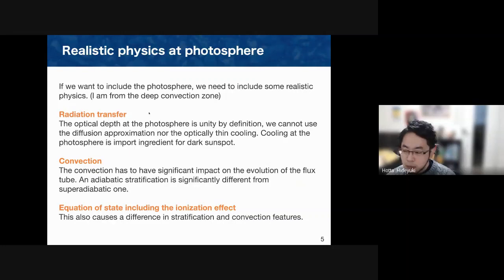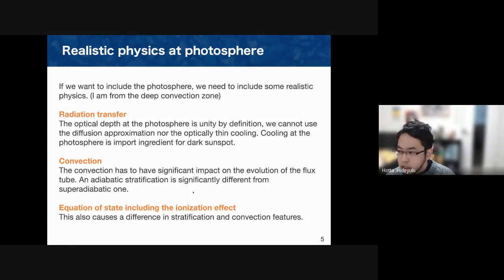So when you prepare the adiabatic stratification, this is significantly different from the super-adiabatic one. In order to maintain the super-adiabatic stratification, we need to include the convection. So for these two important things, we need to include the convection. The other is the equation of state, including the ionization effect.